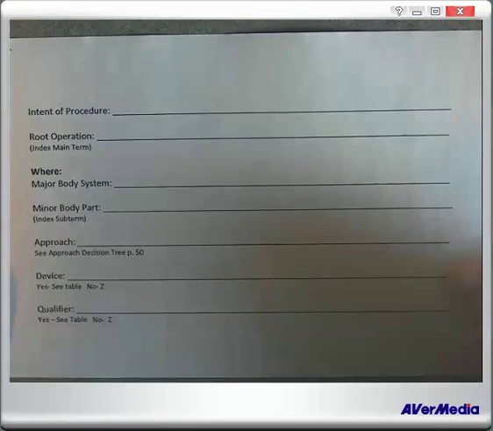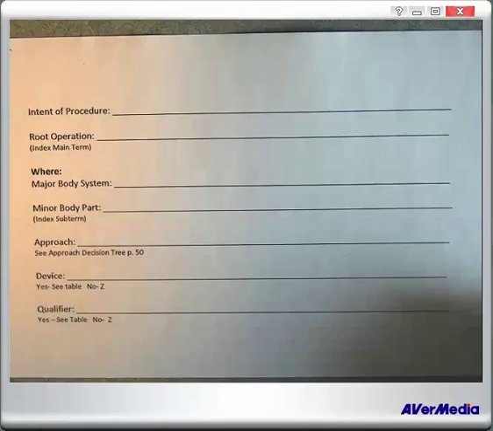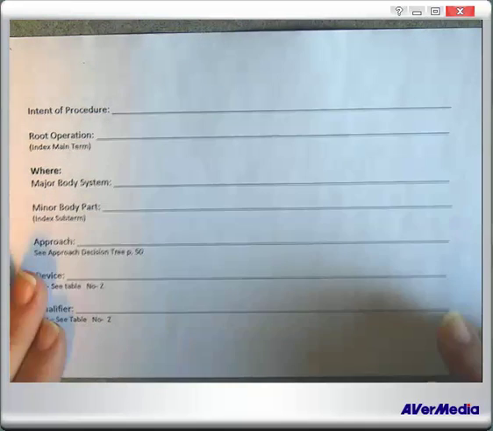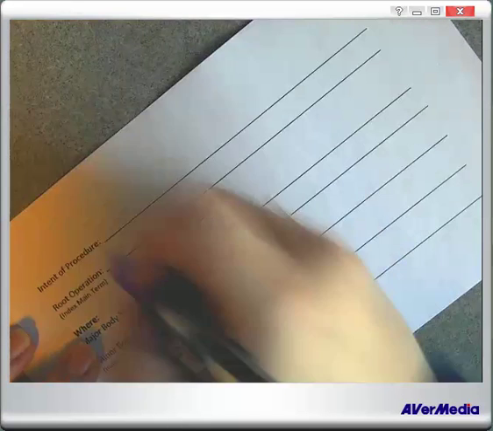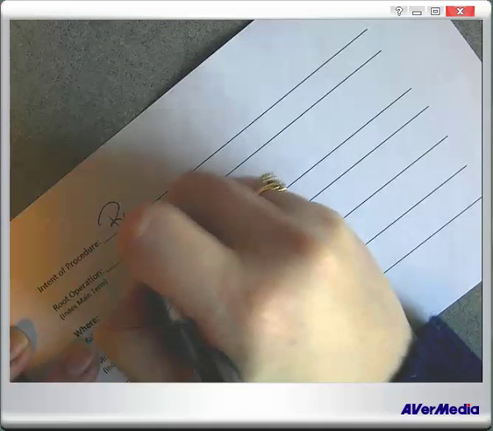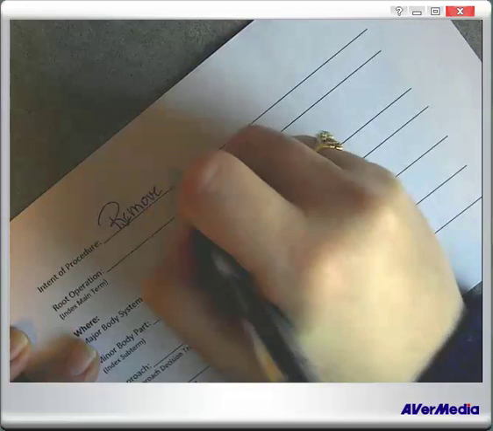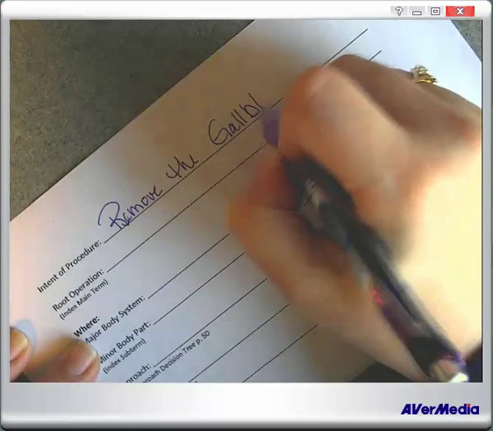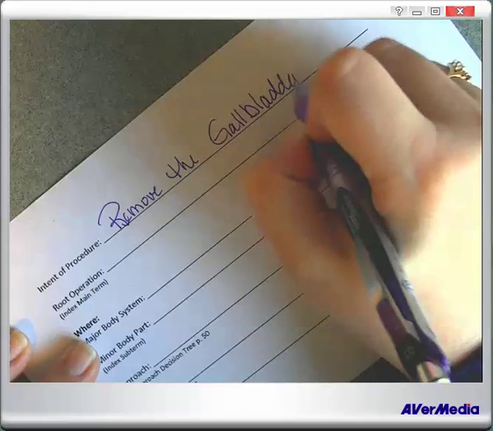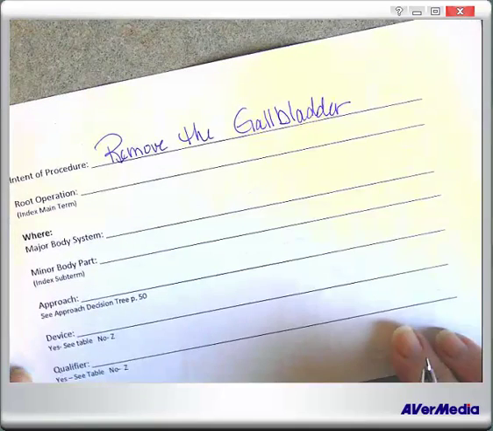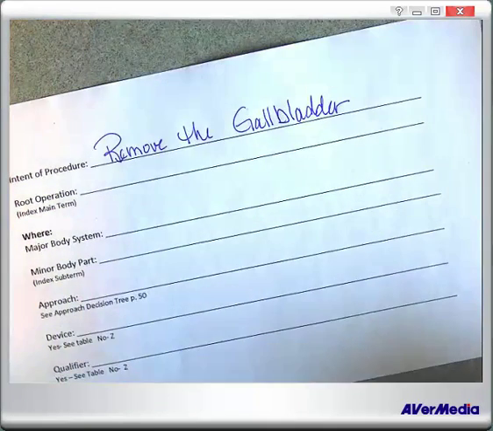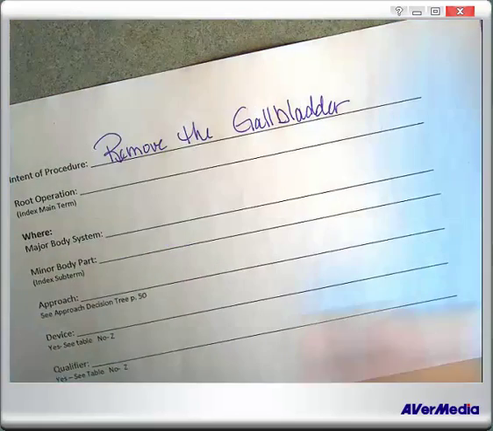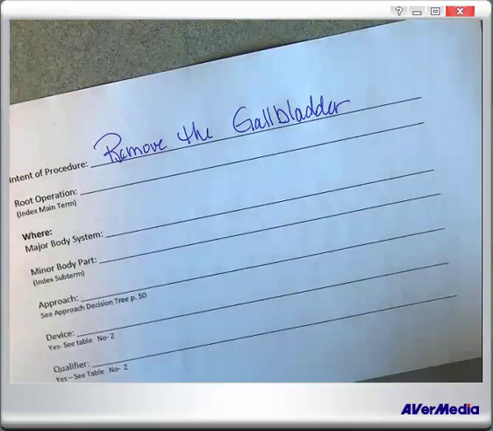So, what was, at the end of the day, the actual intent of our procedure? It was to remove the gallbladder, right? That was what we were going to do. We were just going to remove the gallbladder, get the whole thing out of there. Do we take part of the gallbladder out? No, we always remove the whole gallbladder, okay?